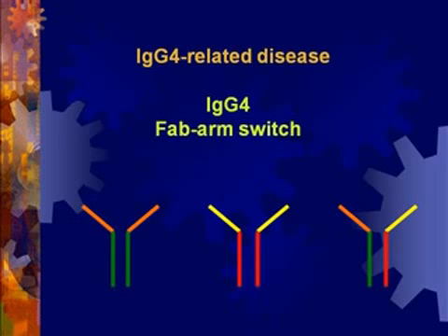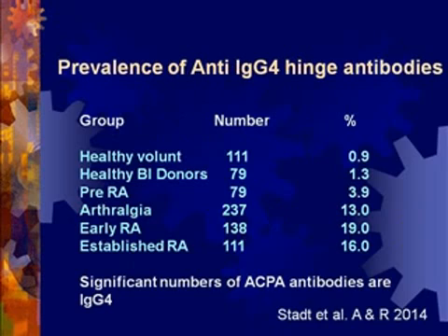Anti-hinge IgG4 antibodies have been found in very small amounts in healthy donors and in blood donors. In certain diseases, especially in rheumatoid arthritis, the incidence is much higher. In pre-RA patients, it was almost 4%. In patients who had arthralgia, 13%. In patients who had early rheumatoid arthritis, close to 19%. And then those who had established RA had 16%. So it starts to raise a question that antibodies to the hinge region are playing some sort of a role here.